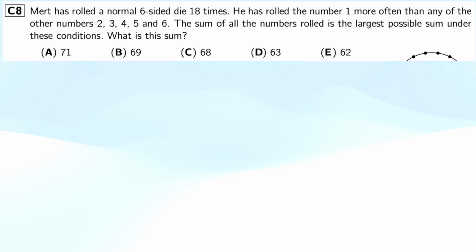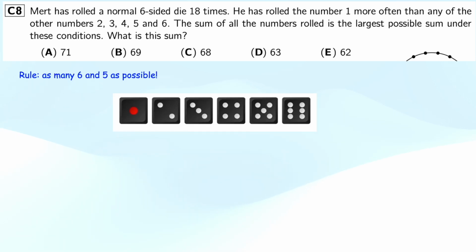So now we look at another method. The starting point is the same. We look at all the points, and the rule is the same: as many 6s and 5s as possible. So we suppose the number 1 has appeared n times, and then 6 appears n minus 1 times, and 5 also n minus 1. And the 4, we don't know how many times are left, so we write n minus x. And 3 and 2, because they are small, we just suppose they are 0, because we need the largest possible sum.